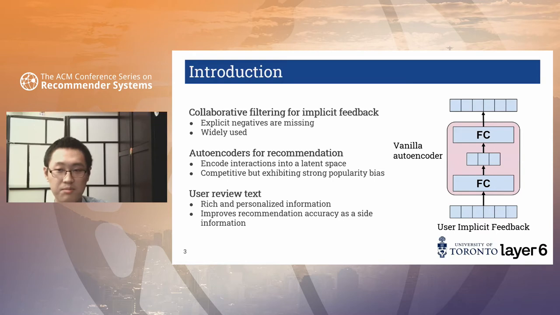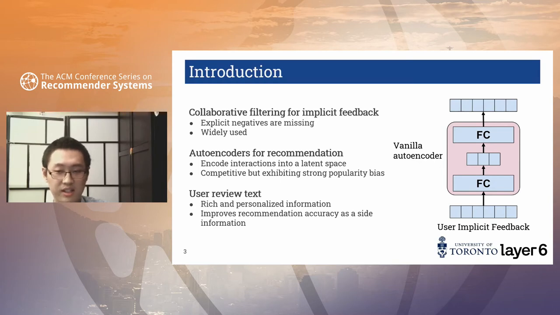Many approaches have been proposed to tackle this implicit feedback problem, including autoencoders. As the figure on the right shows, autoencoders encode interactions into a latent space through a fully connected layer, and then decode the embedding to generate predictions. While it has a strong baseline, it shows strong popularity bias, as seen by others and also in our experiments.